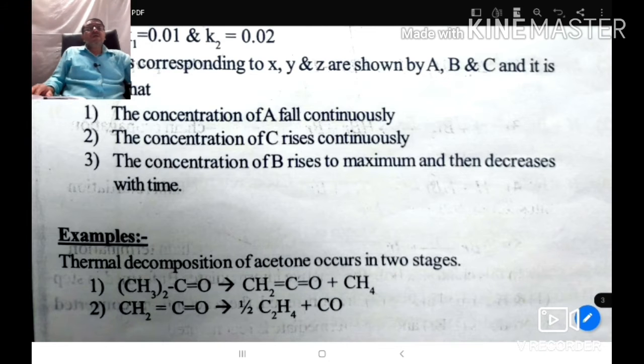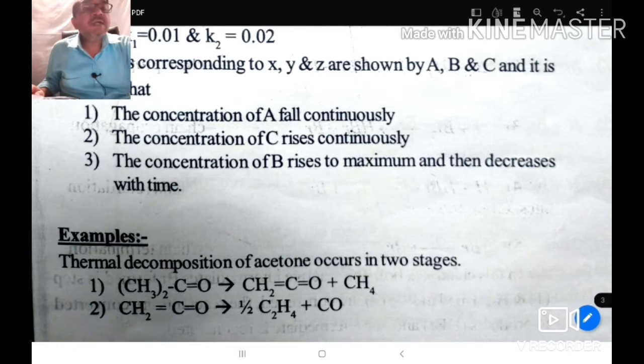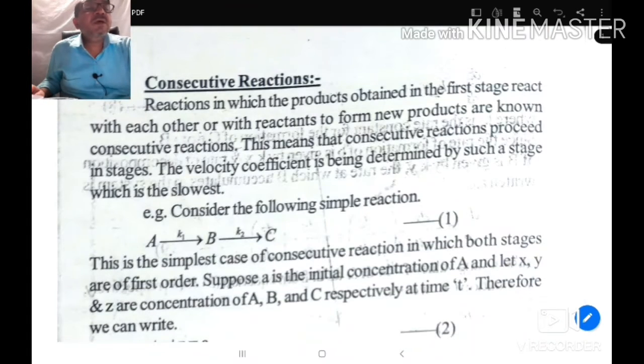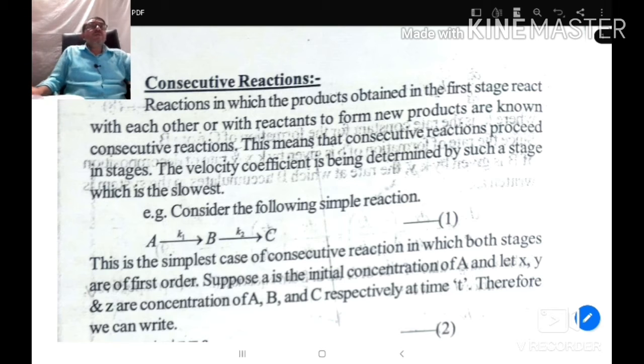Acetone first of all converts into the first stage, and this first-stage product, or intermediate, is finally converted into the next product. So in this consecutive reaction part, we have to study the kinetics. Now let us see the definition of consecutive reactions. Reactions in which the products obtained in the first stage react with each other or with reactants to form new products are known as consecutive reactions.